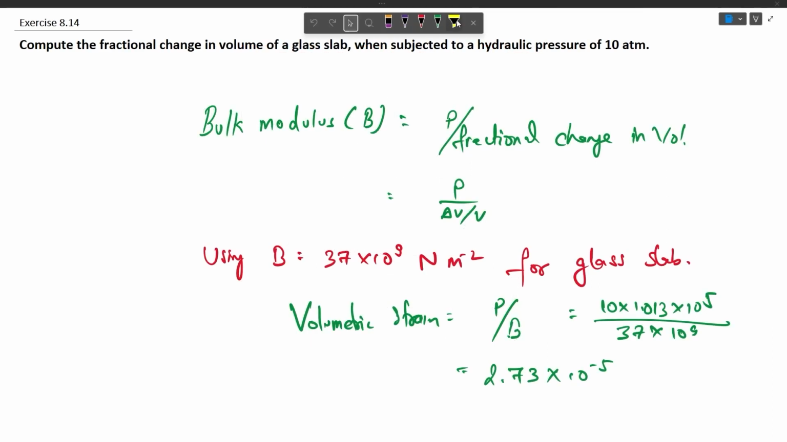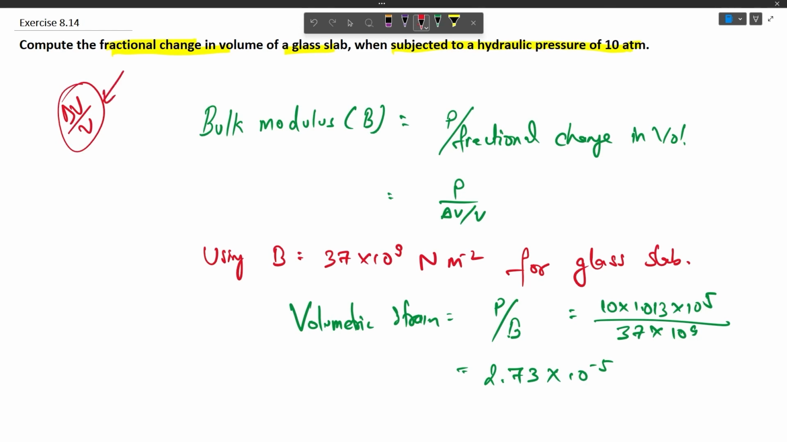The question says to compute the fractional change in volume of a glass slab when subjected to a hydraulic pressure of 10 atmospheric pressure. Here two things are important. The first is fractional change. We define fractional change in volume by the change in volume delta V by V. So it is known as the fractional change in volume.